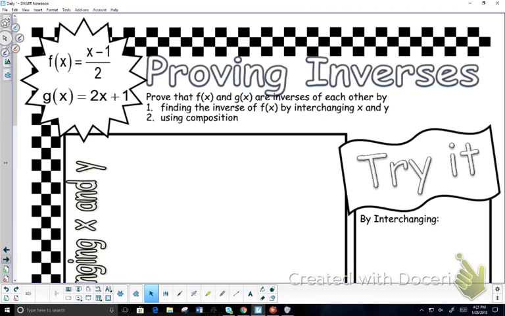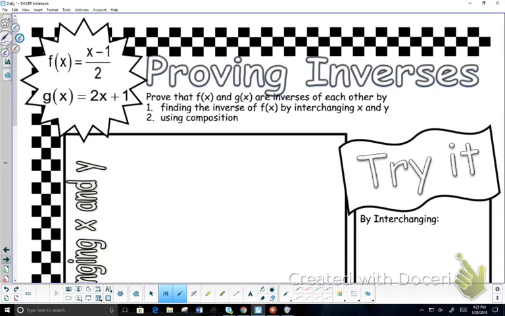So today we're going to prove inverses, but simultaneously we're also going to learn how to find the inverse when we're given a function or an equation. So looking at our first one, we've got f of x is (x minus 1) over 2, and then its inverse they're saying is 2x plus 1, and they want us to prove this.